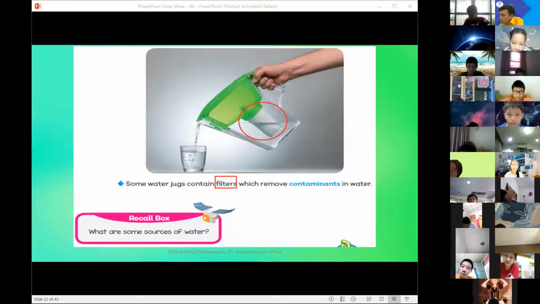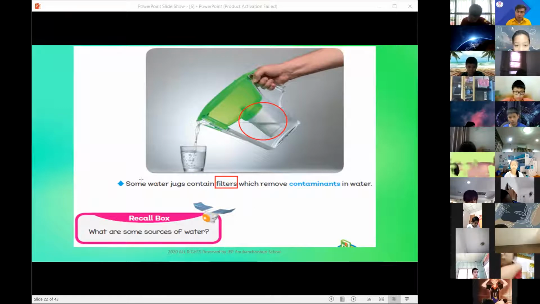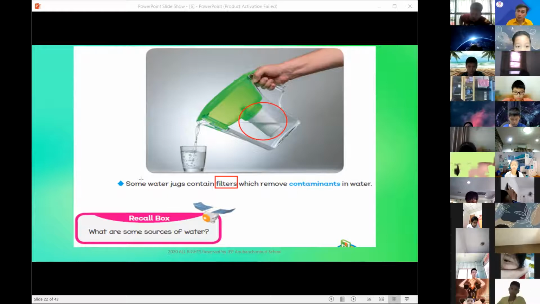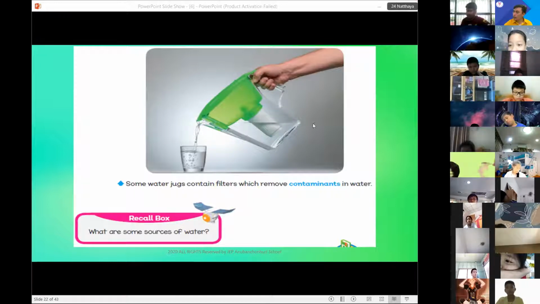Okay? Okay. So the word filter means it will collect all the particles in the water, or it will filter, it will collect the contaminants in water, so that when we pour out the water, only the clean water will be poured out, and the contaminants will remain there in the filter. So that is very, very important for us, and we use that one every day.